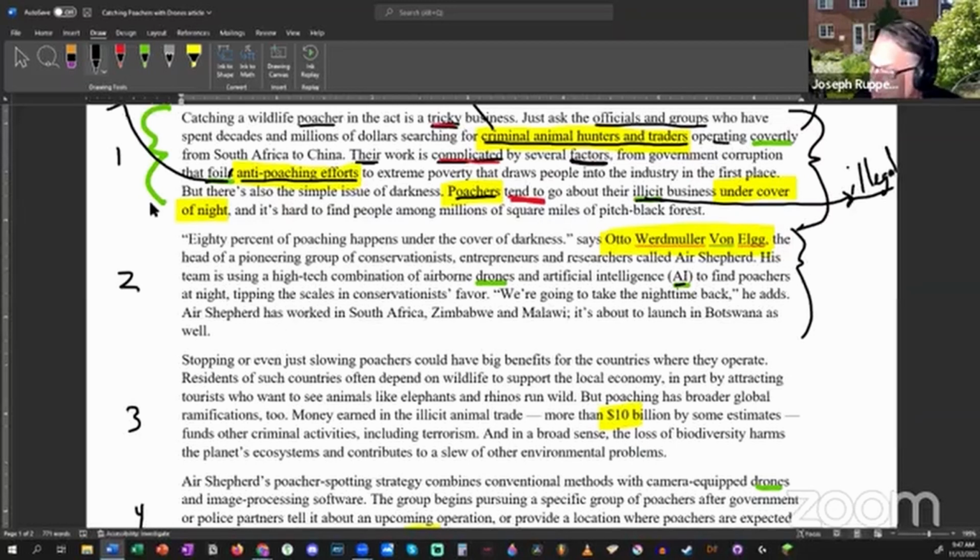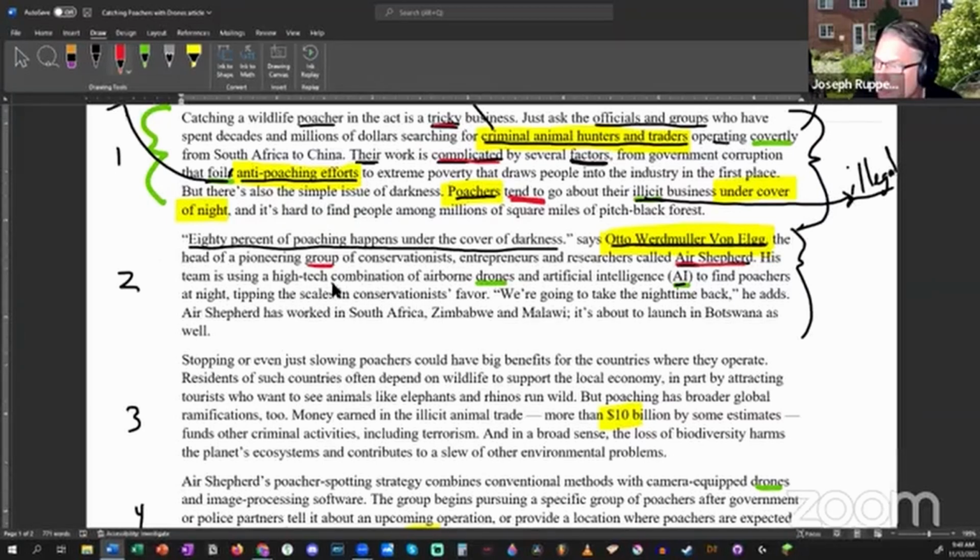Interesting. So several things here. This is kind of just repeating something that we already know, that poaching usually happens at night. We have a specific person's name here, and then also Air Shepherd. This is important because we have talked about Air Shepherd. So we see that Air Shepherd is a group. It looks like it's not a government group. It looks like it's not a business necessarily. I'm not sure, but a group, a pioneering group. Wow, interesting.